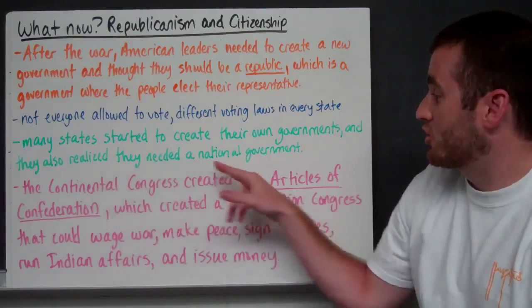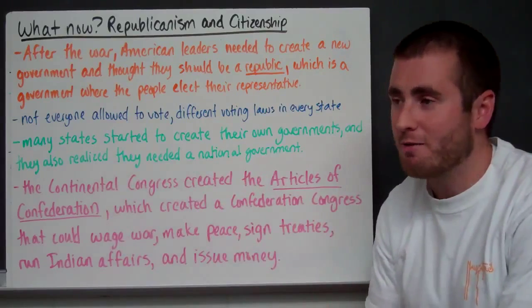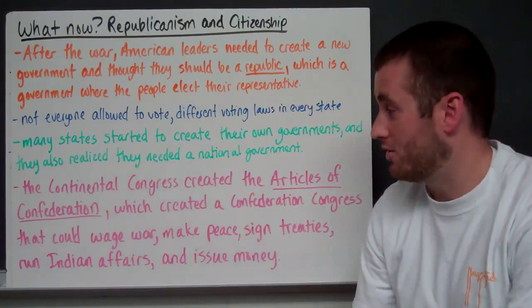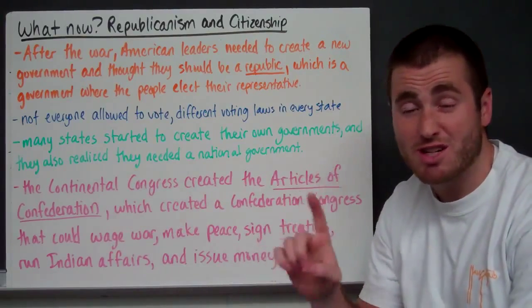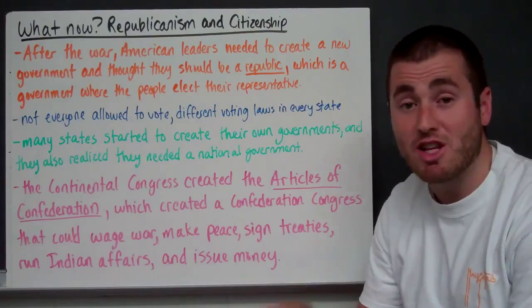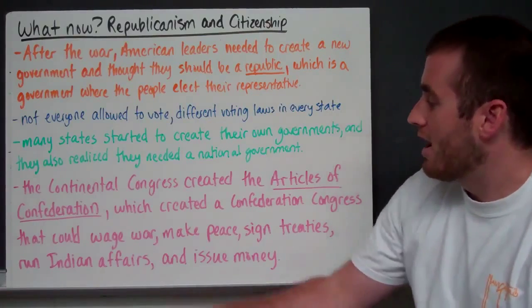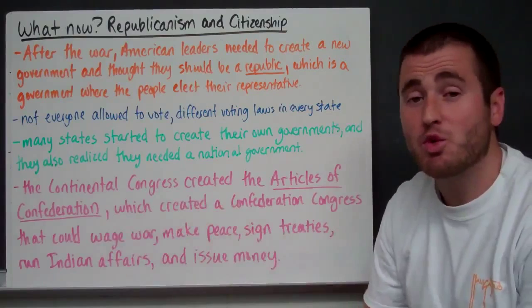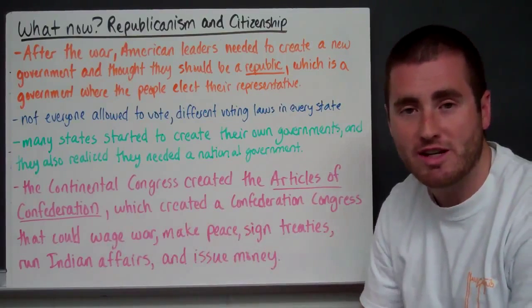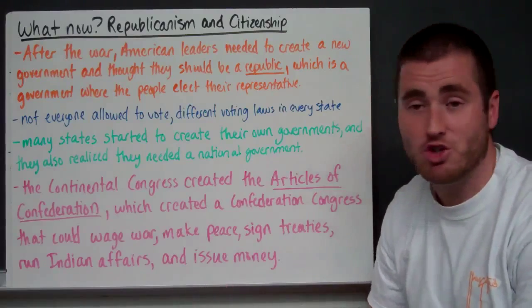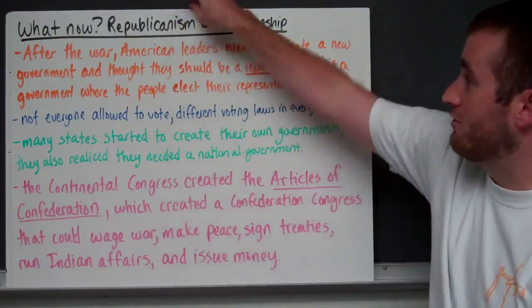But very quickly, we also realized that we needed a national government to kind of be an international voice for us. So the Continental Congress decided to create the Articles of Confederation, which is our first example of a national government in the new United States of America. The Articles of Confederation said we could do a number of things. You know, we could wage war, make peace, sign treaties, we handled our Indian or Native American affairs, and we issued money. All right, so that's the Articles of Confederation.